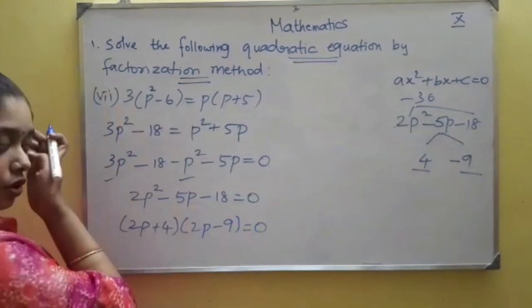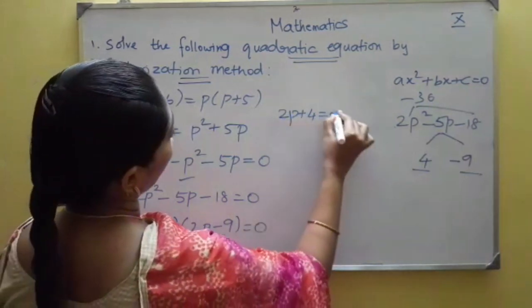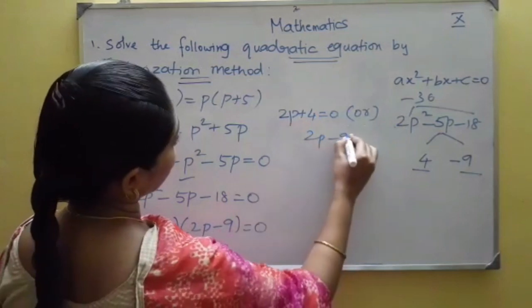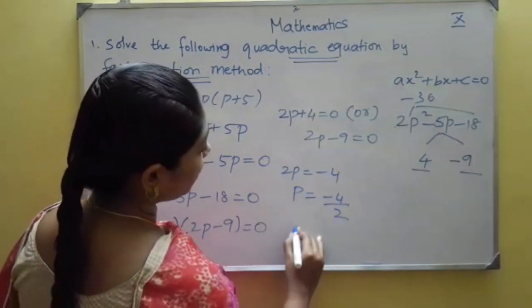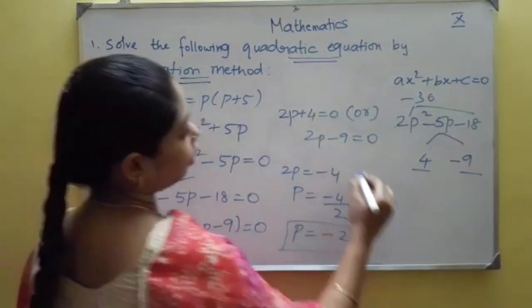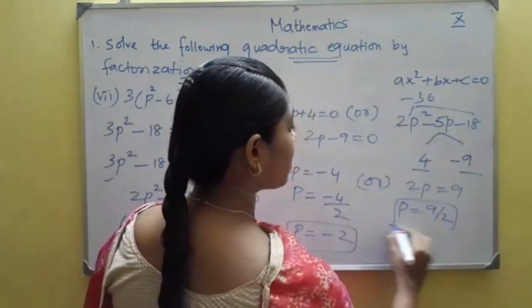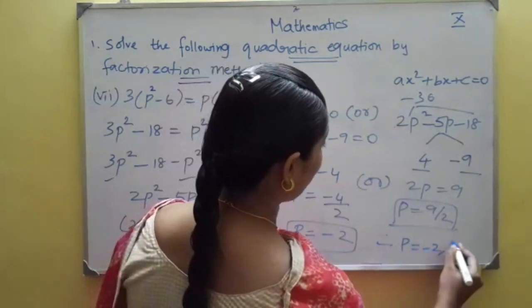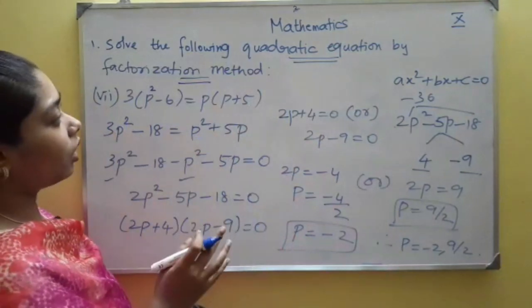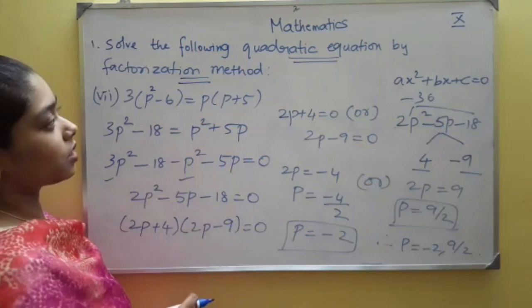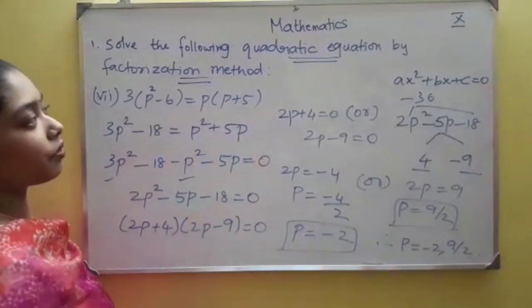Two real numbers whose product gives you 0 means either one must be 0 or both. No? So 2p + 4 = 0 or 2p − 9 = 0. Now 2p = −4, p = −4 by 2, p = −2. And for this side, 2p = 9, p = 9 by 2. No need to write in decimal. Therefore, your p value is −2 comma 9 by 2. Okay, whenever the question gives you a format which does not exactly look like a quadratic equation, you just rewrite the given expression as a quadratic equation in this way, then do the factorization method.